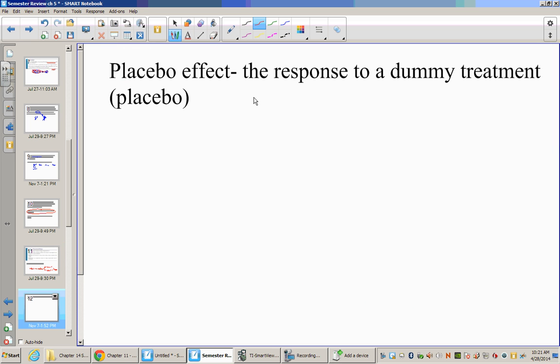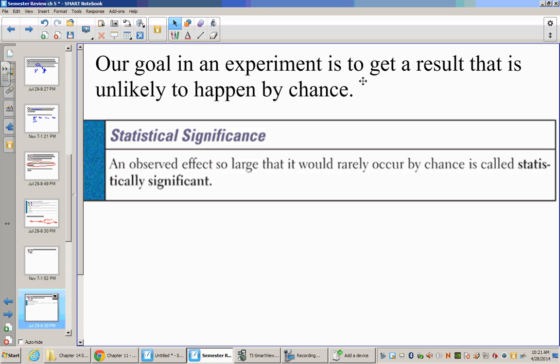A placebo effect is a response to a dummy treatment, like giving somebody a sugar pill or pretending to do a surgery and not actually fixing the issue. The goal in an experiment is to get a result that is unlikely to happen by chance. In chapters 10 through 15, I'll talk about statistical significance in more detail than in chapter 5. But basically, if your p-value is lower than your alpha level, then we say that the data is statistically significant.